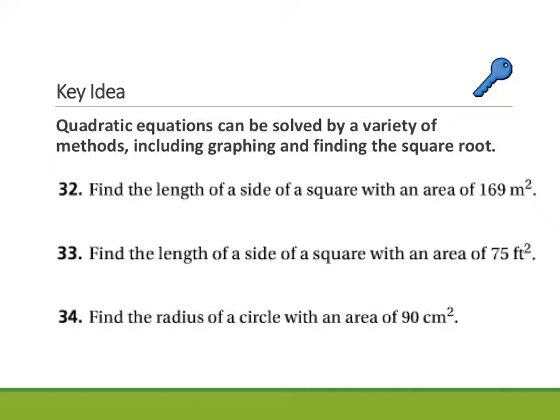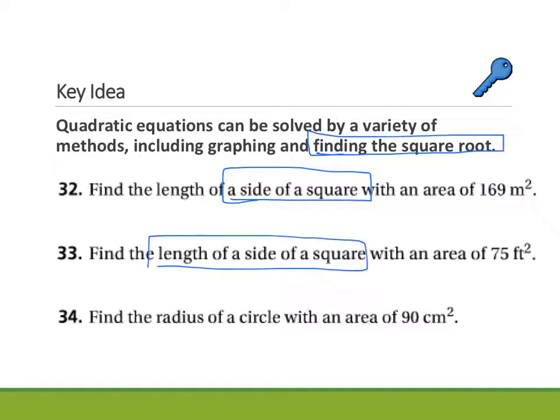Now remember, your key idea for this section was quadratic equations can be solved by a variety of methods, including graphing and finding the square root. Again, we're going to be solving these problems by finding the square root. Notice that each of these problems are similar in their structure. For instance, 32 asks you to find the length of the side of a square. 33 asks you to also find the length of a side of a square. And then 34 asks you to find the radius. Now, in all three of these problems, we're dealing with area. So we're going to solve all three problems in a similar manner.